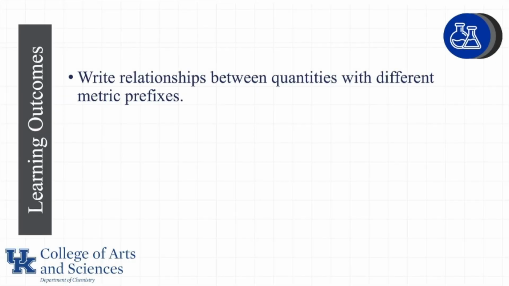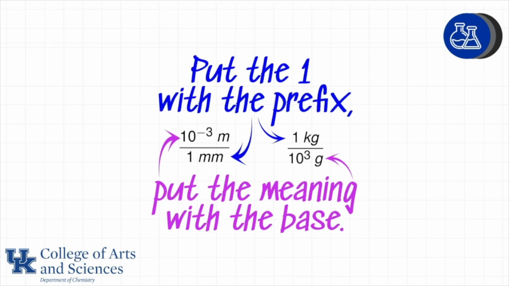In this lesson, we're going to write relationships between quantities with different metric prefixes. This is something we'll use very heavily in dimensional analysis or unit conversions, which we'll talk about later on. What we're going to focus on today is how we set up those relationships. You want to remember this expression for setting up these relationships: put the 1 with the prefix, put the meaning with the base.